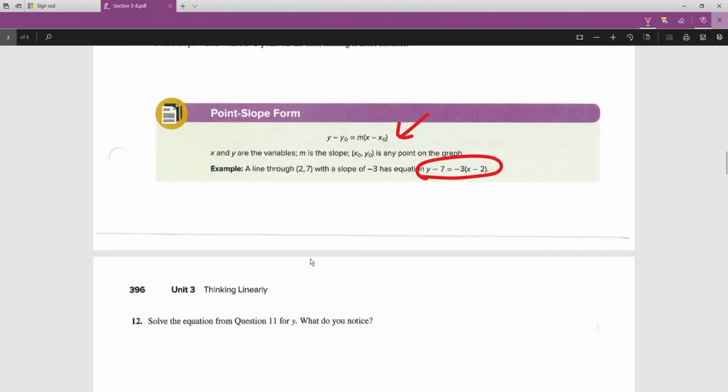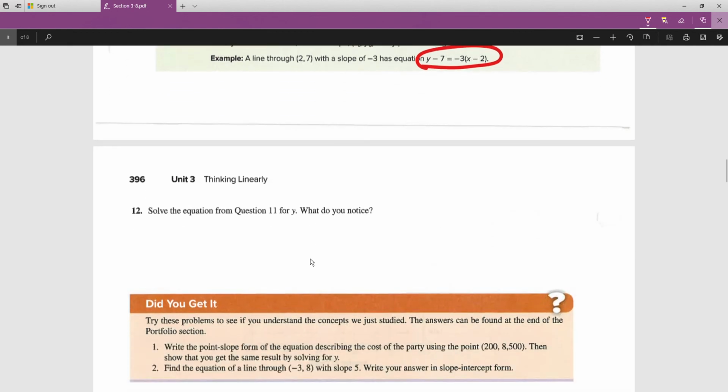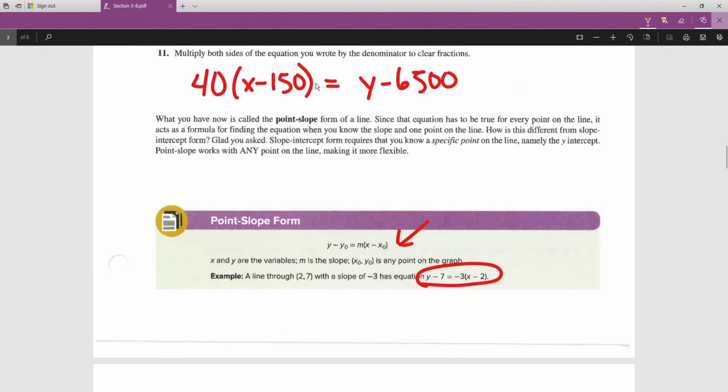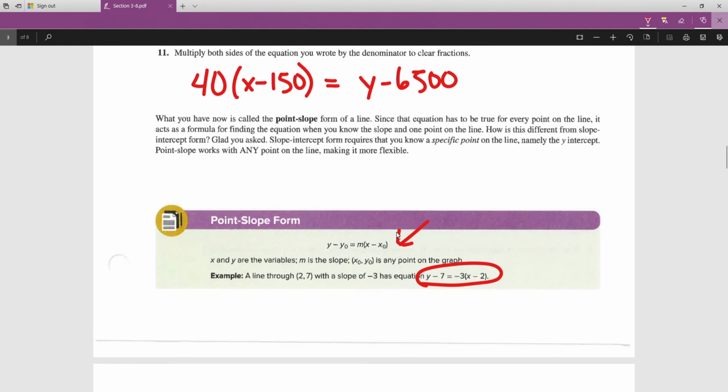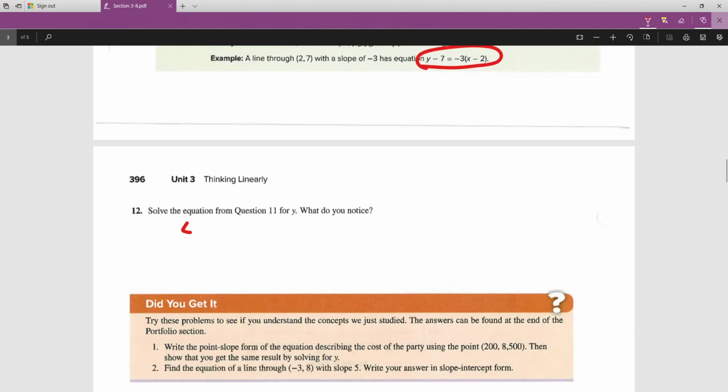I think we have one more question before we're finished with this topic. We're going to solve what we had up here. We had this general formula in question 11. We're going to solve that for y, and then we're going to play with that more in the group activity. So let me see if I can rewrite that. 40 times x minus 150 is equal to y minus 6500. And we're going to solve that by distributing the 40 through.